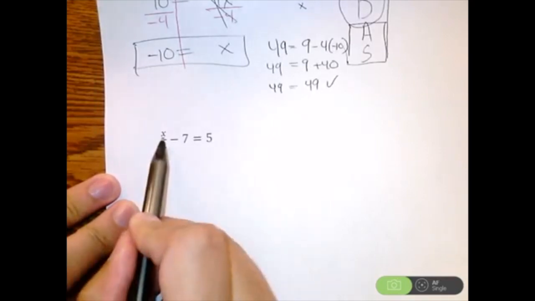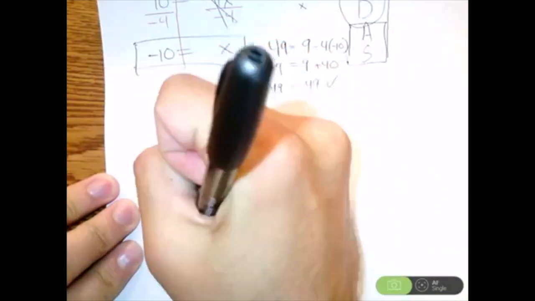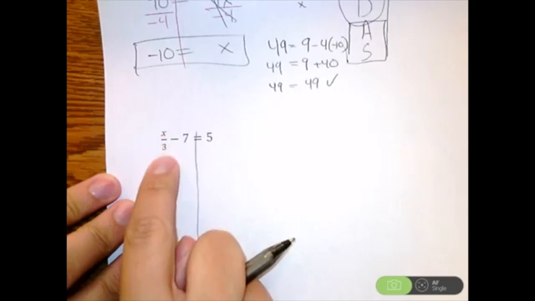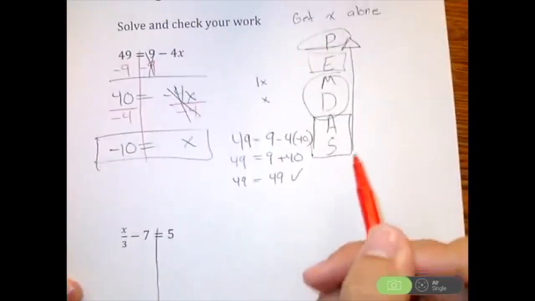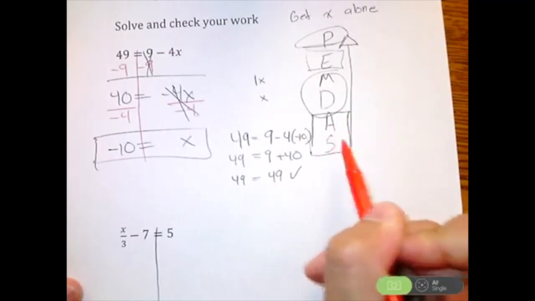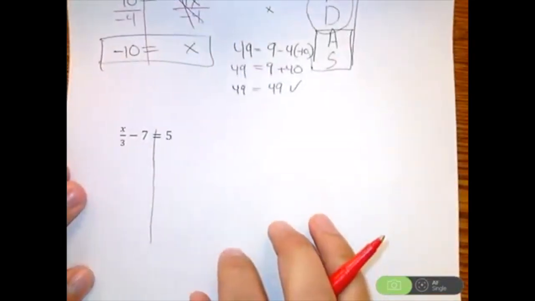So this next one I have x divided by 3 minus 7 equals 5. Again, the focus is on the side that has x. So I have division by 3 and I have subtraction by 7. Thinking about the order of operations backwards, I've got to get rid of the addition and subtraction first. So I've got to get rid of that subtraction by 7 first. Then I deal with the division by 3.